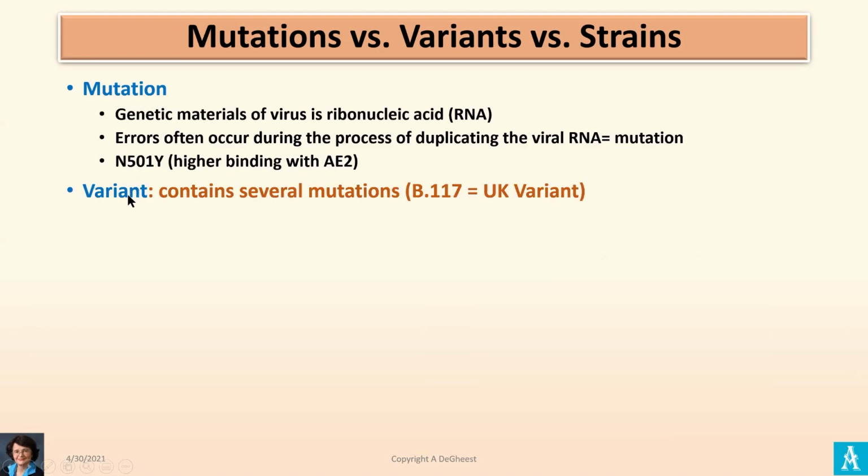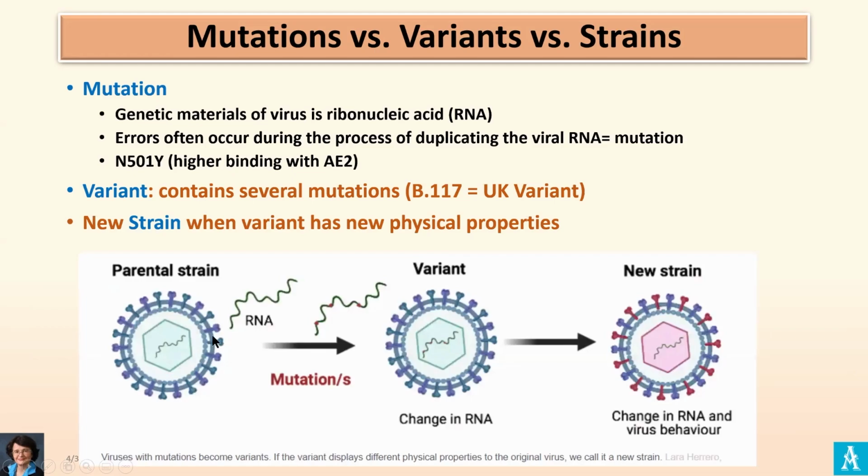Now, a variant contains several mutations. So for example, the B117, which is the UK variant, has 2 mutations, okay? So it's like a building block, like a Lego there. So you have several mutations that make a variant. If this variant has physical properties that change drastically how it acts and the consequences of it, this is then qualified as a strain. Okay, so these are the 3 different terminologies. Let me explain what that means.